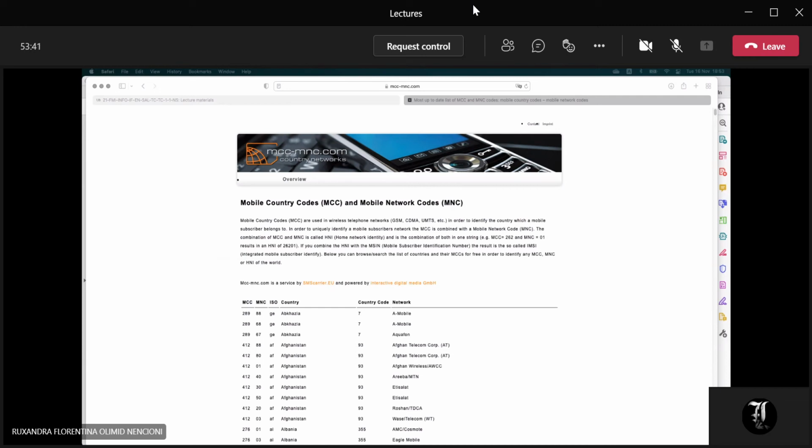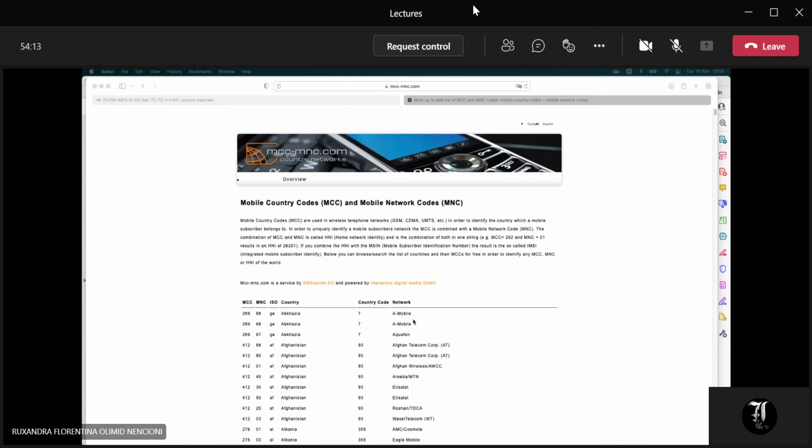The same is for the identity in a mobile network. So what can the first part of the identity in the mobile network give me? The country code. And? The network provider. So the first part will tell me which network the SIM belongs to. So which is my home network?